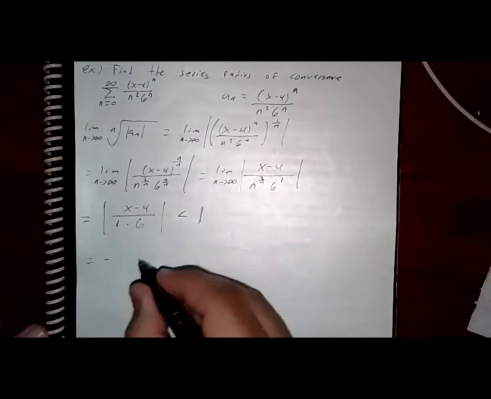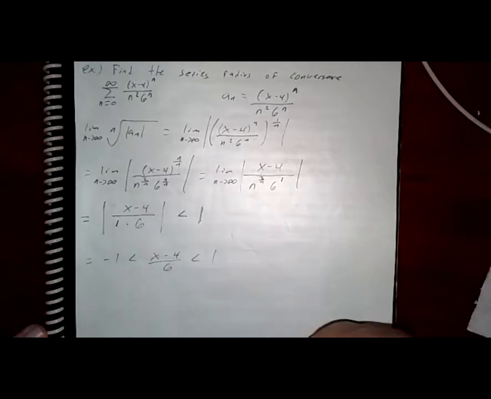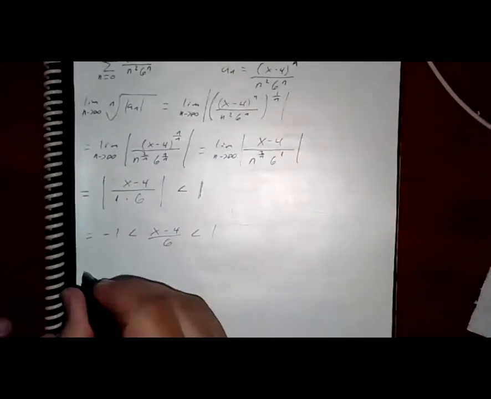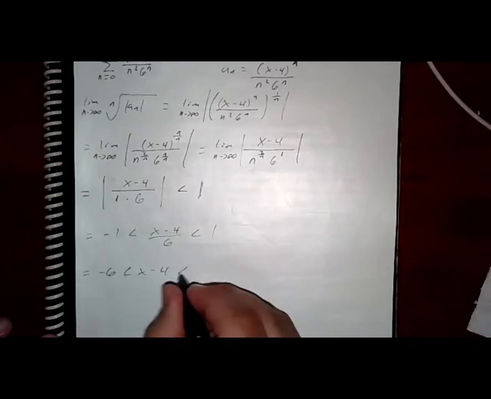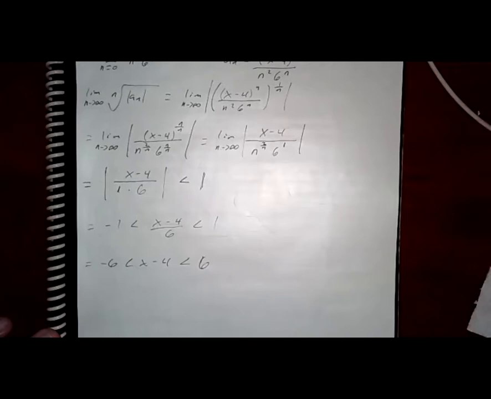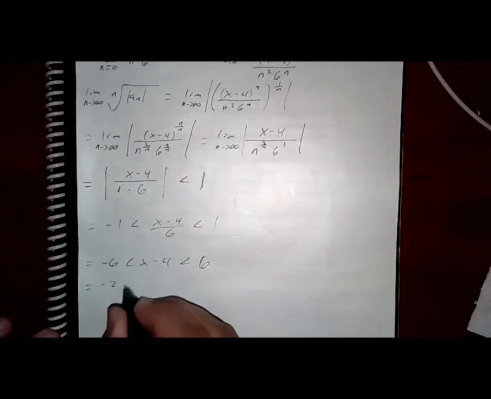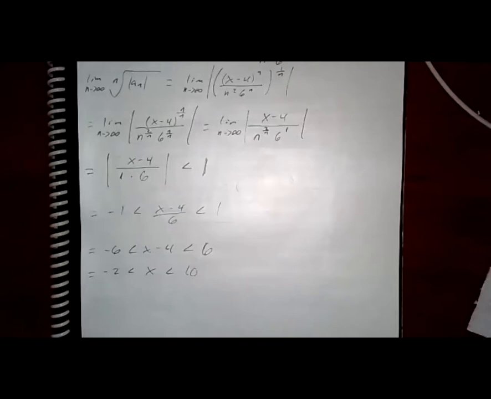So now we remove the absolute values, which creates this range of values here. Multiply all 3 sides by 6. Add 4 to all 3 sides. So there is the interval of convergence.